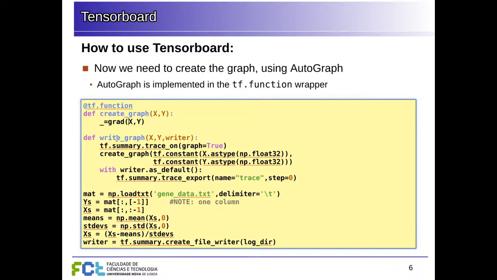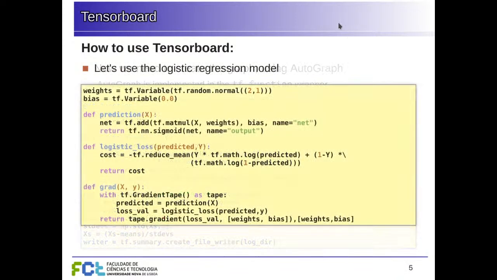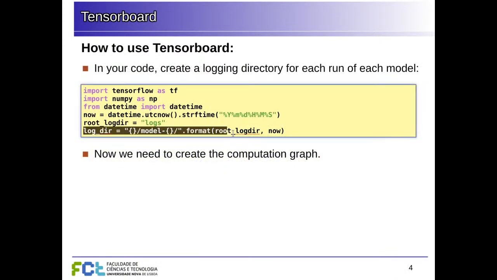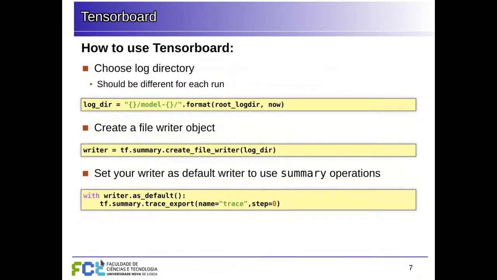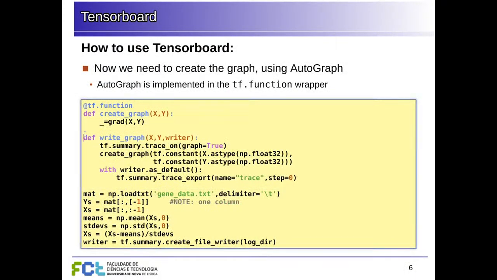And to write this to the log, we need a log writer, a file writer object from TensorFlow. We can create one like this. So basically what I'm saying here is that I'm going to create a file writer to write logs to this folder. And this is the folder that I created that has a unique name for this run. So all the logs for this particular run will be in that folder. Now that I have this writer, I can call the function to write the graph.